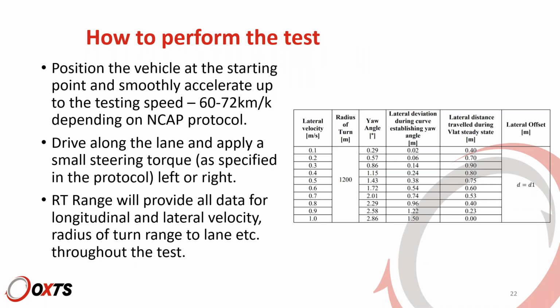Then to perform the test itself, fairly straightforward. You'll basically just go to the start line, accelerate smoothly up to the testing speed, which depending on protocol will be some tests at 60 kilometers an hour, some 72, some 70, but all in that sort of range. And then drive the vehicle in a straight line parallel to the lane markings, and at the particular testing point, apply a certain defined steering torque or lateral velocity, which will generally be done with the steering robot.